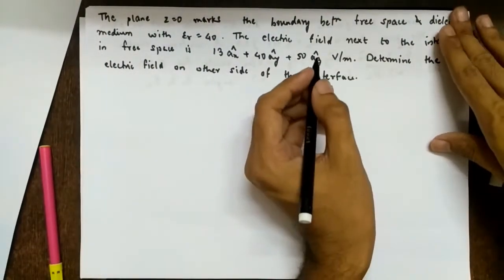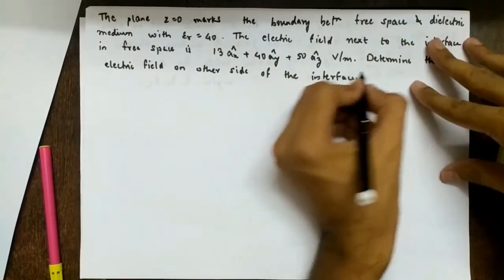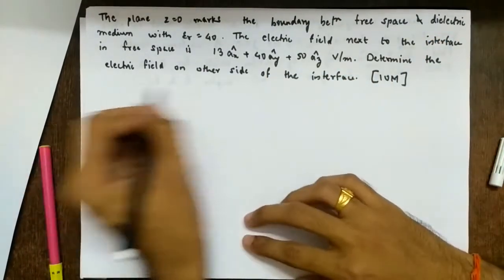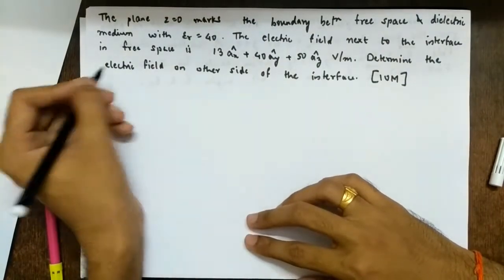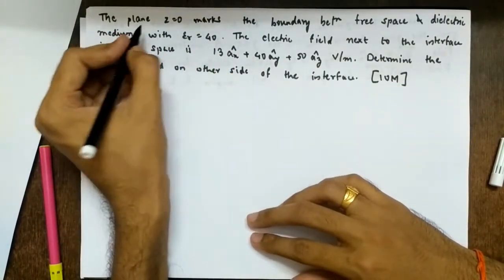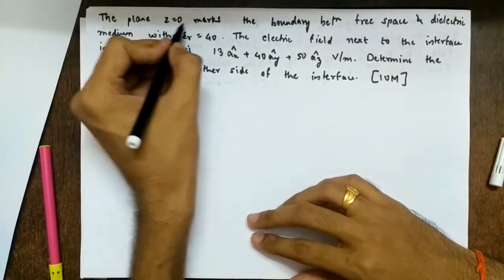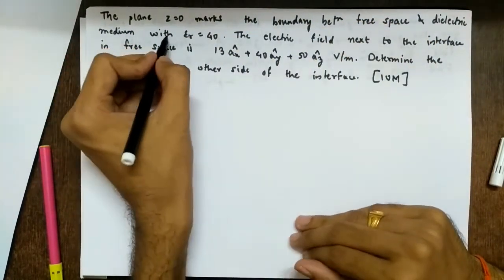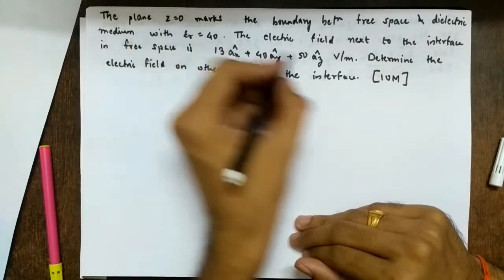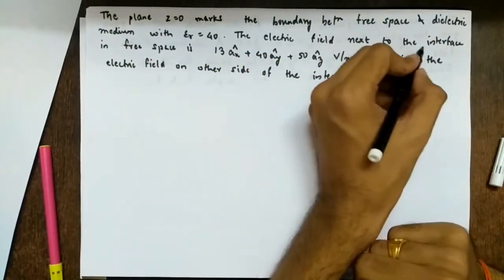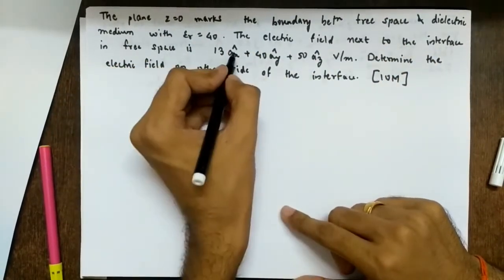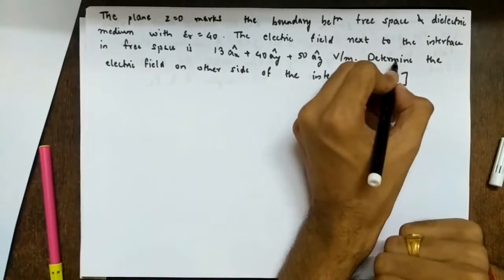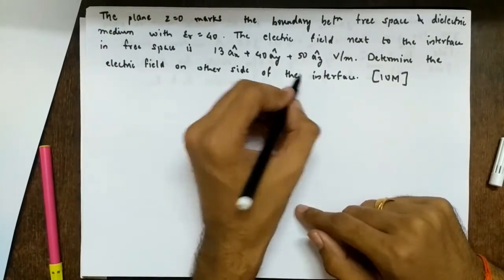All these numericals except the last one are asked in the exam for 10 marks. So they are very important, and they are repeated in the exams. The question goes like this: the plane z equal to 0 marks the boundary between free space and a dielectric medium with epsilon r equal to 40. The electric field next to the interface in free space is 13 Ax plus 40 Ay plus 50 Az volt per meter. Determine the electric field on the other side of the interface.